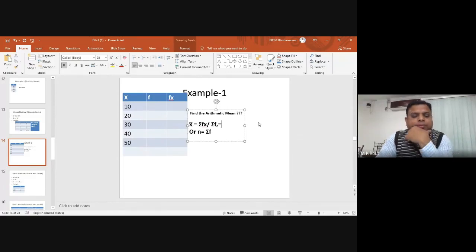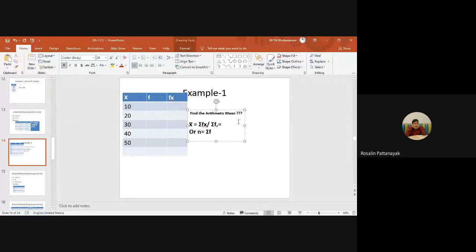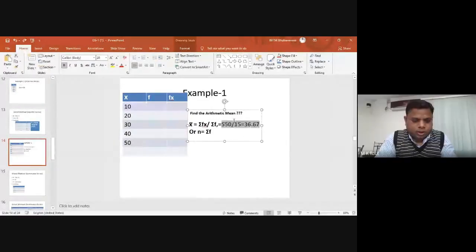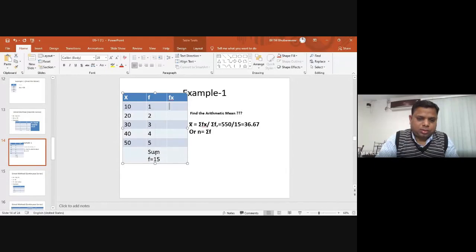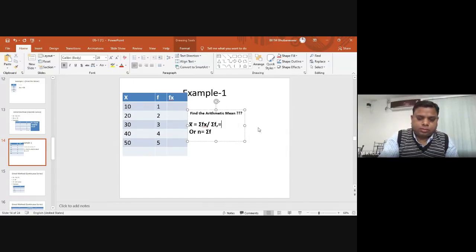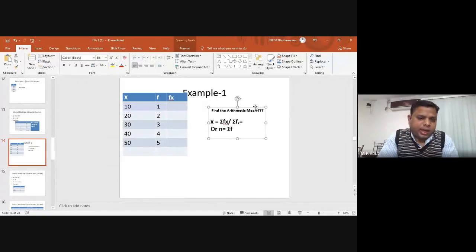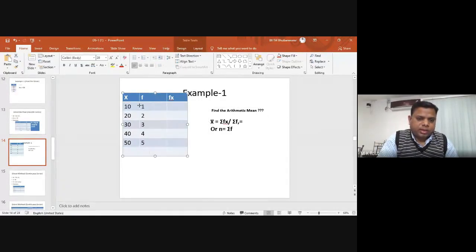Is it visible to all? Yes, sir. Just a minute. I just delete this one to calculate all the things. Okay, you can calculate this example. Here, in case of x, 10, 20, 30, 40, and 50 are given, and the respective frequencies are 1, 2, 3, 4, 5. First calculate summation of f, then calculate f into x.